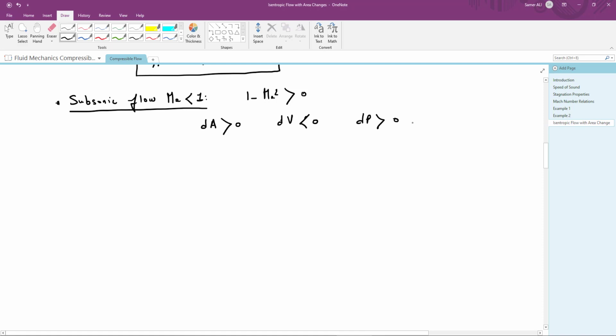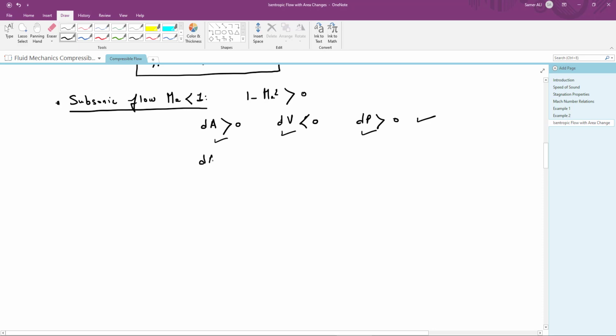So we can read this line like this. dA is positive, meaning the cross-sectional area of the flow increases. dV is negative, meaning the velocity will decrease. dP is positive, meaning the pressure will increase. So when the cross-sectional area increases, the velocity will decrease and the pressure will increase.